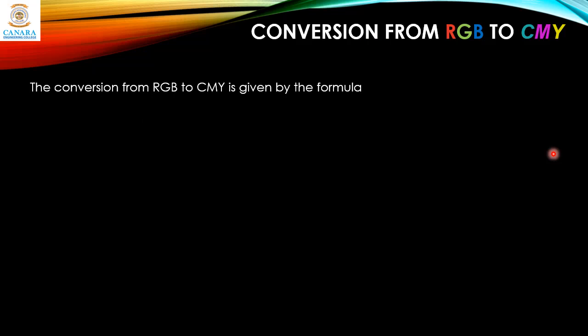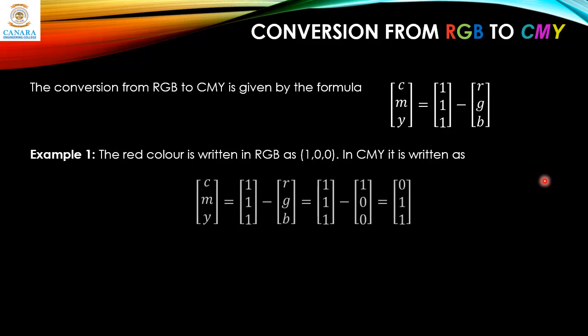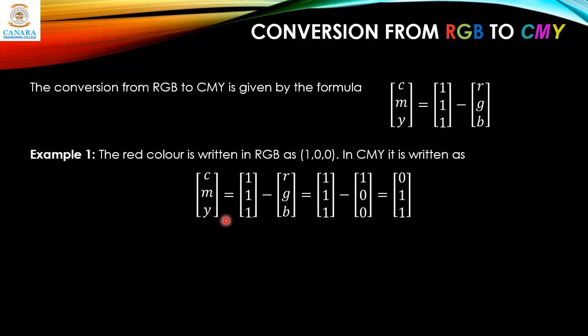The conversion from RGB to CMY is given by the formula. CMY is equal to 1 minus RGB. Very simple and straightforward conversion. So the red color is written in RGB as 100. In CMY, it is written as, so use the formula CMY is equal to 1 minus RGB, which is equal to 111 minus 100. So basically it's a 0 1 1. So 0 is for cyan, and 1 for magenta, and 1 for yellow. So that is the magenta and yellow.